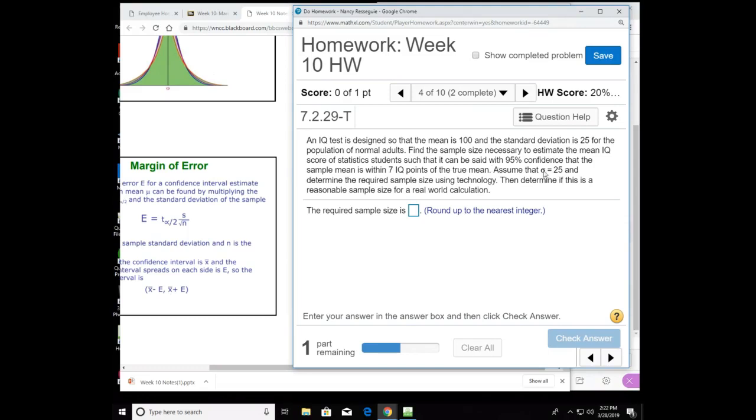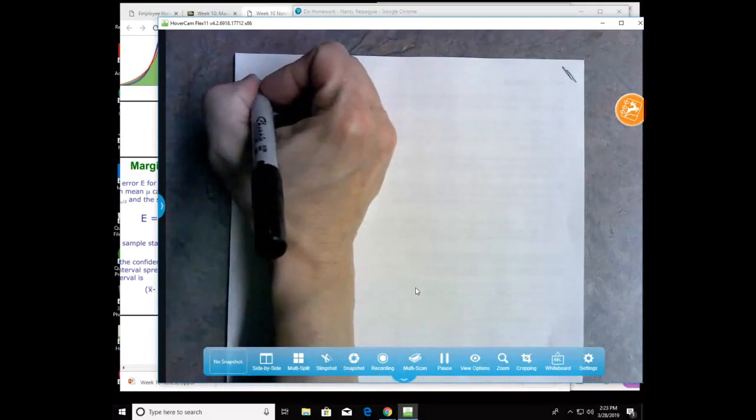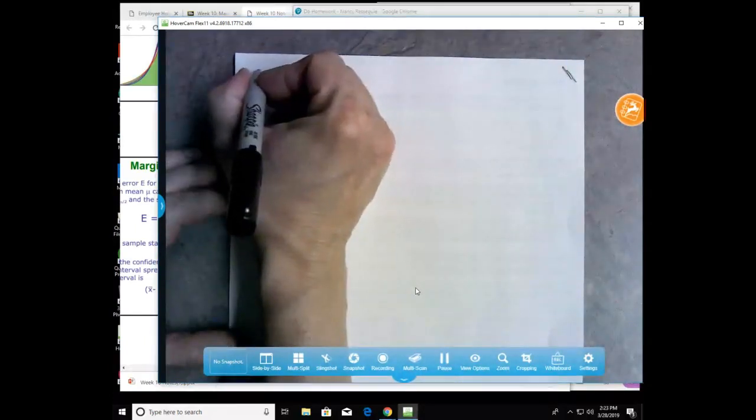And it says assume that sigma equals 25, so that's your estimated standard deviation. That's going to be the sigma star in the formula. Then it tells you 95% confidence. So you need to figure out the Z that goes with 95%. When you're studying for your test next week, I'm going to tell you those critical values for Z, they're all the same as long as your confidence level is the same.